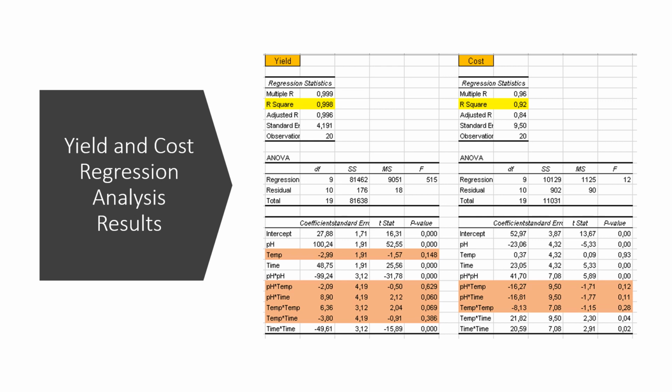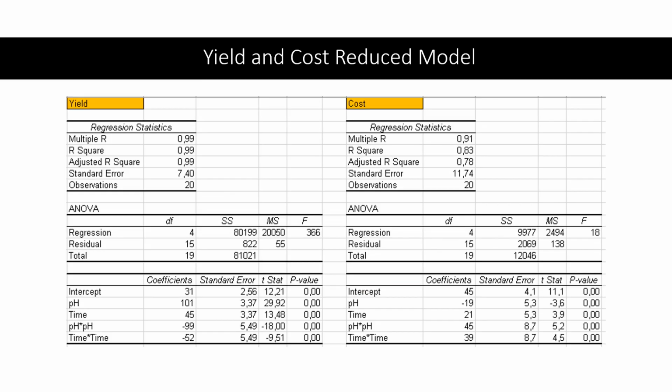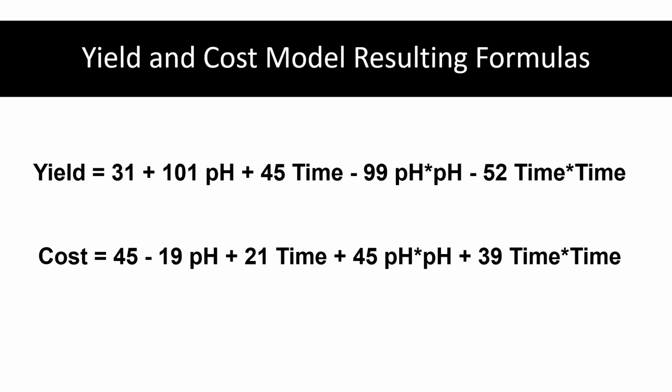The result of the regression analysis in Sheet RS result for yield and cost is much better. Our square values of 0.99 and 0.92. We now remove non-significant terms and repeat the analysis. See sheet reduced. These are the resulting model formulas for yield and cost.